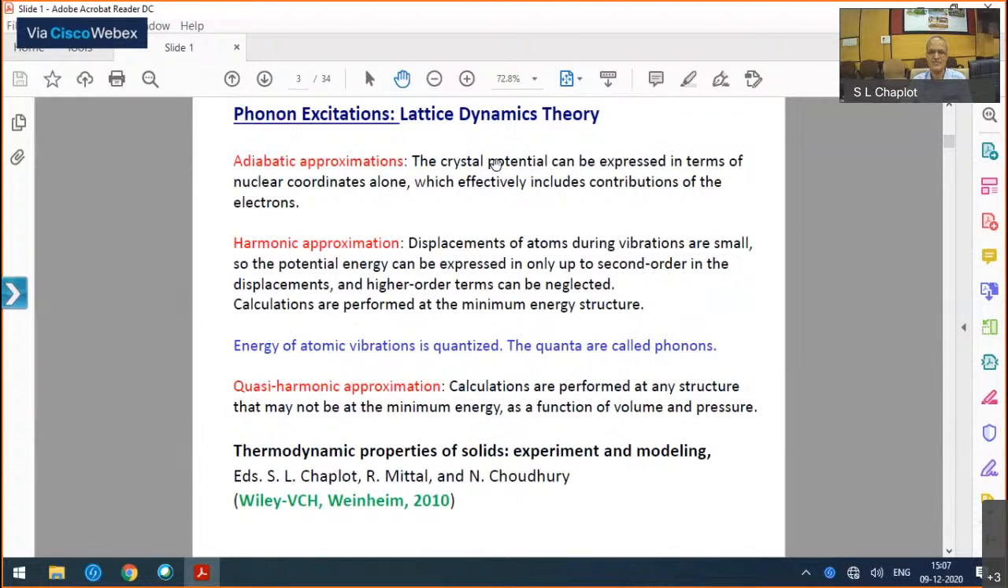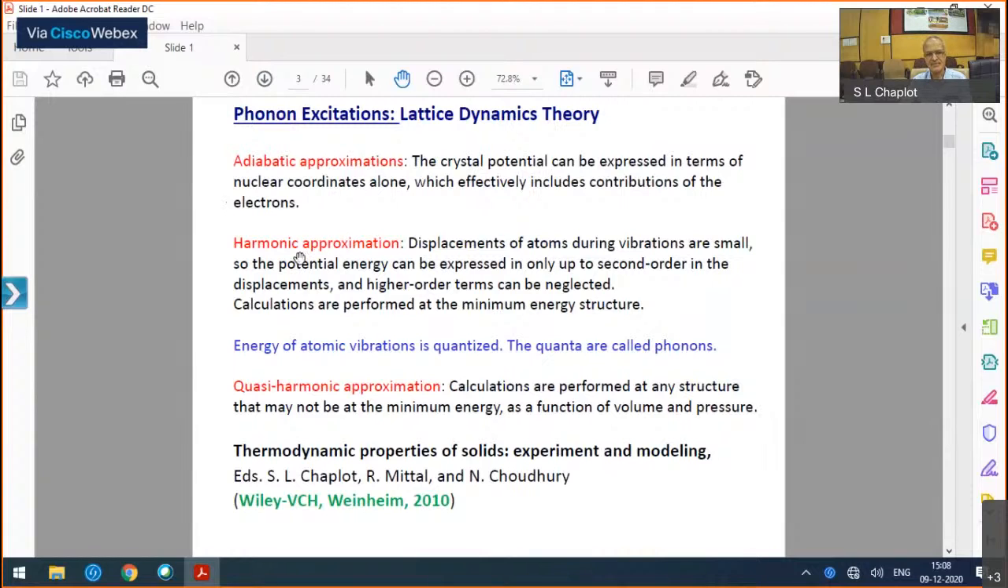So the adiabatic approximation is essentially, in this context, that the crystal potential can be expressed in terms of nuclear coordinates alone, and the electrons essentially follow the nuclei. So effectively, the nuclear potential includes the contribution from the electrons. In fact, we know that when two atoms interact, the interaction is largely between electrons. However, this can be effectively written as a function of nuclear coordinates. So that's a very general approximation that separates out the nuclei from the electrons.